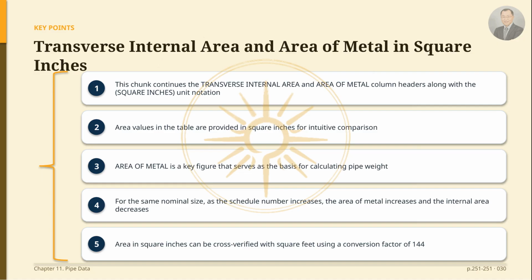The two area items explained in the previous slide are presented here in square inches, making it convenient for immediate comparison in practice. In particular, the area of metal is the starting value for calculating the weight of a single length of pipe. Even for the same nominal diameter, as the schedule number increases, the wall becomes thicker, increasing the area of metal and decreasing the internal area where the fluid flows. Meanwhile, areas expressed in square inches can be converted to and from square feet by multiplying or dividing by 144, so cross-verifying the two unit notations can help reduce errors when reading the table.